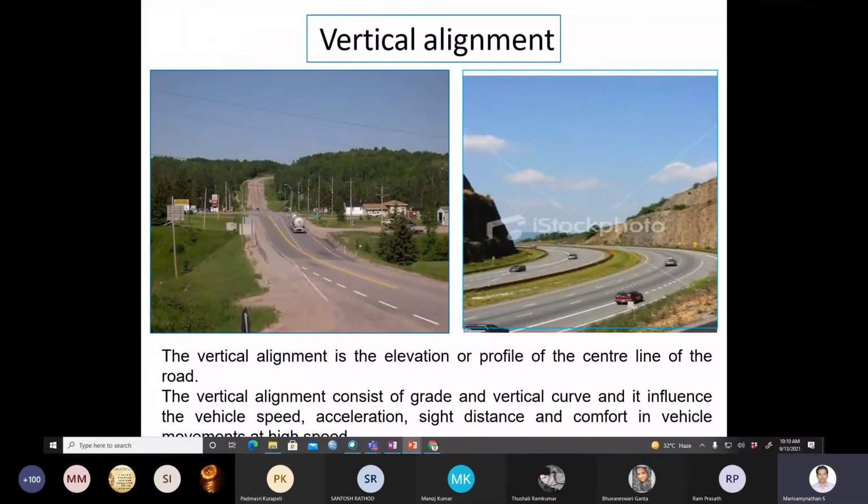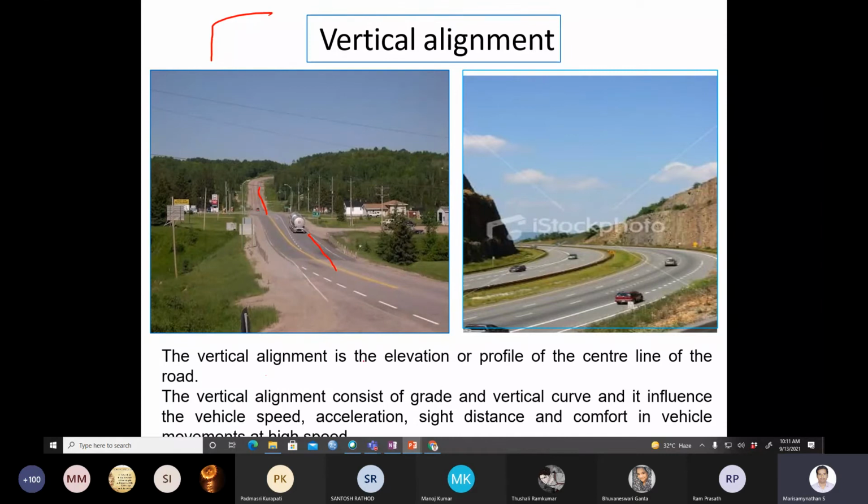It is very simple and well known to everybody. The horizontal alignment is changing the direction from one direction to another direction. But the vertical alignment is the gradual upward as well as downward changes. That means the changes are happening with respect to the elevations, the given profile. The vertical alignment is nothing but the elevations or the given profile of the center line of the road. That is what we are considering as vertical alignment.